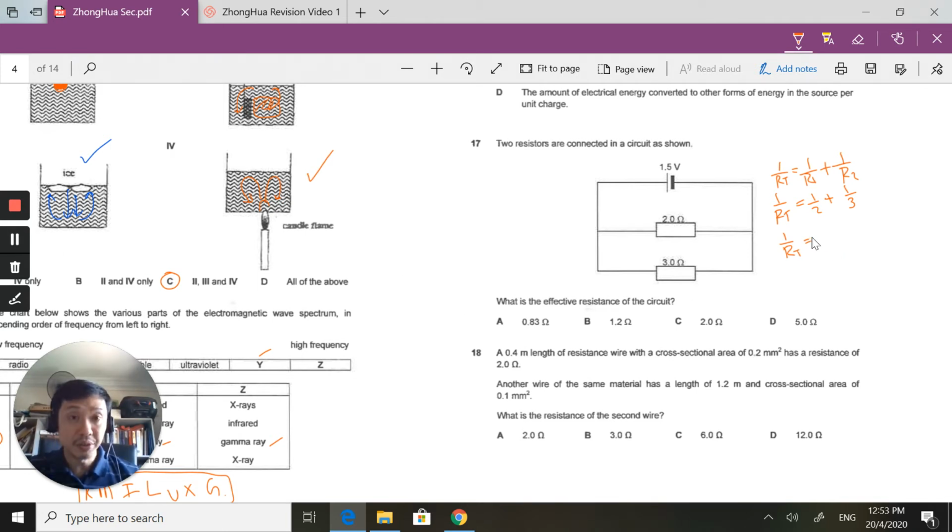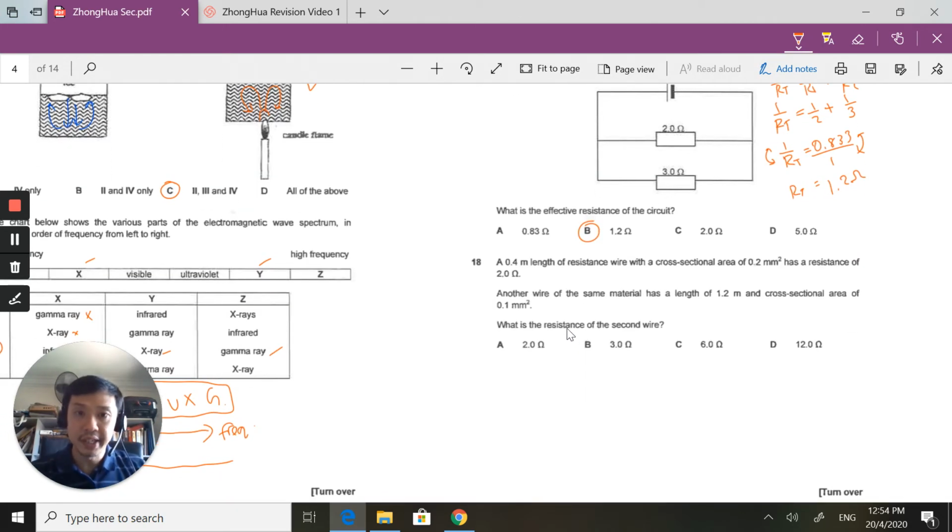1 over RT equals 0.833. And don't forget, over 1. Don't forget, I do not want 1 over RT. I want RT. So I have to invert my left-hand side. And what I do on my left-hand side, I have to do on my right-hand side. So RT over 1. And this gives me 1.2 ohms. Okay, so the answer is B.